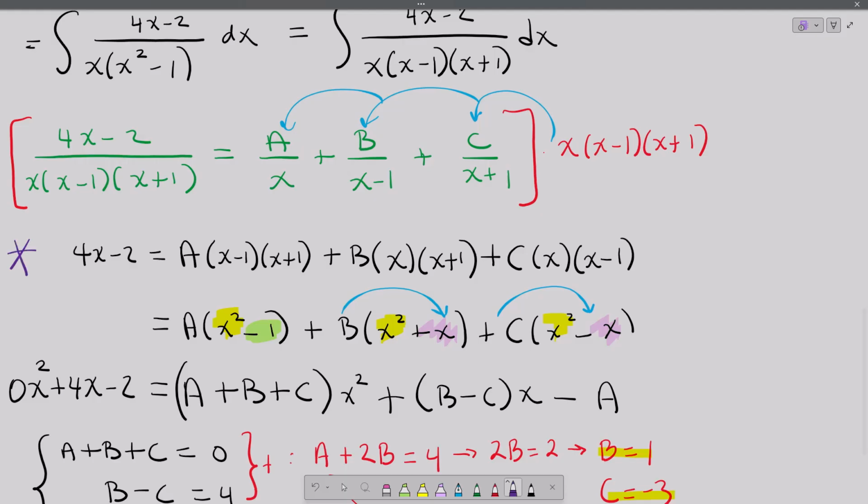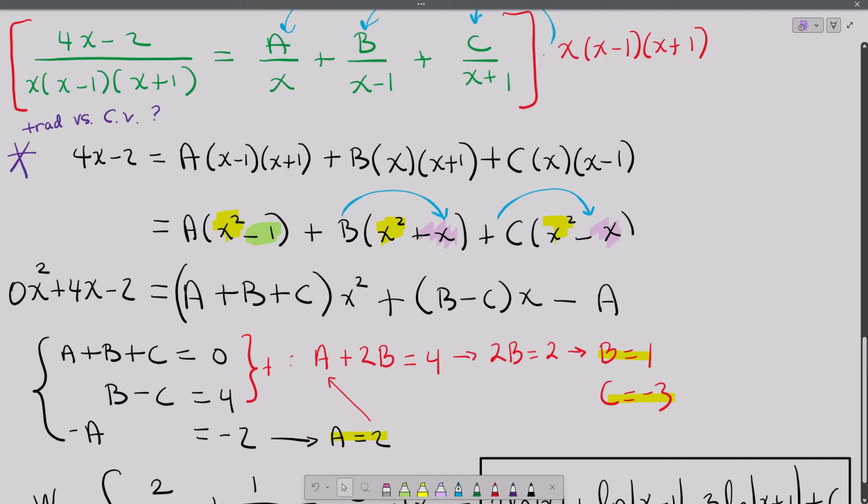So this step right here, this is where we decide whether we use traditional versus convenient value. So we have to decide at this point. Do we go traditional method? Traditional method is where we multiply everything out so that we have a polynomial on each side, and then we equate the coefficients. So check out this convenient value method.